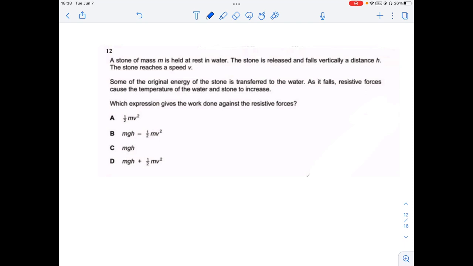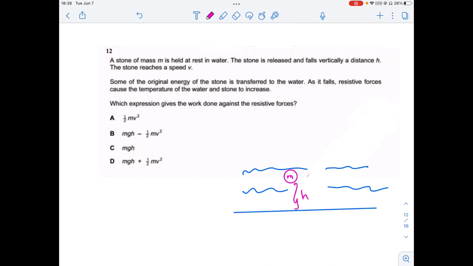Coming to the next question, question number 12, a stone of mass m is held in water. So therefore, this is the level of water. For example, a stone of mass m is held in water. It is inside the water. A stone is released and it falls vertically a height of h. Some of the original energy of the stone is transferred to the water. As it falls, resistive forces cause the temperature of the water and stone to increase.